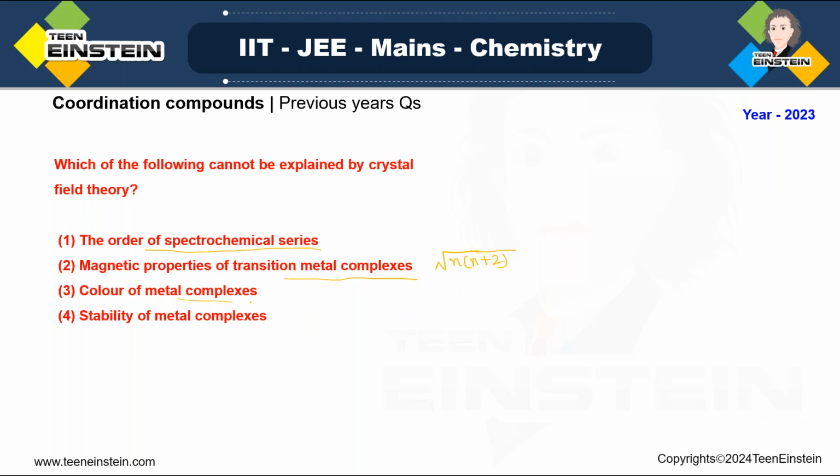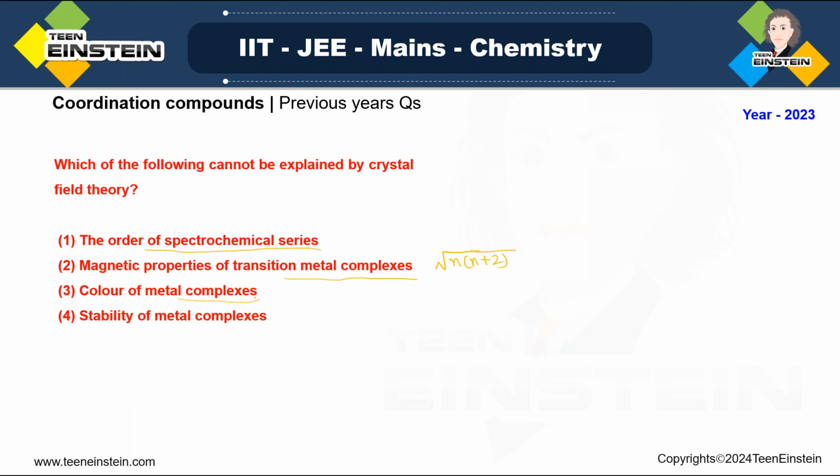Then what about the color of metal complexes? See, in the last problem that we discussed, wavelength. So when you can decide wavelength from crystal field theory, obviously you can have some idea about the color. Stability of metal complexes. Now stability of metal complexes is related to thermodynamics, that is, thermodynamic stability we are talking about.